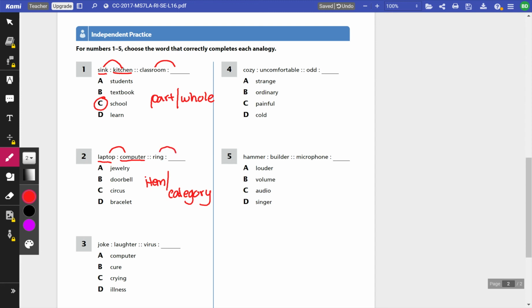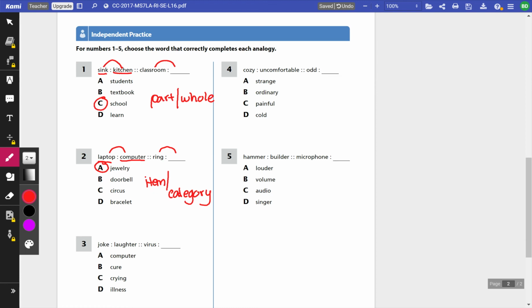So think about the category a ring would fall in. When I say ring, I want you to think of the kind that you wear on your finger. So your answer should be jewelry, because a ring falls under the category of jewelry. So laptop is to computer as ring is to jewelry. Let's look at number 3 next.